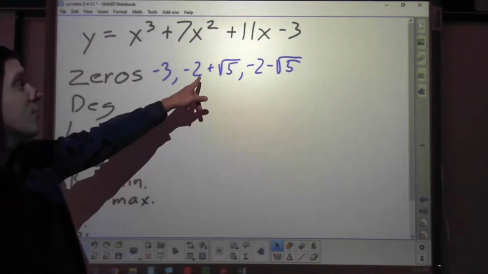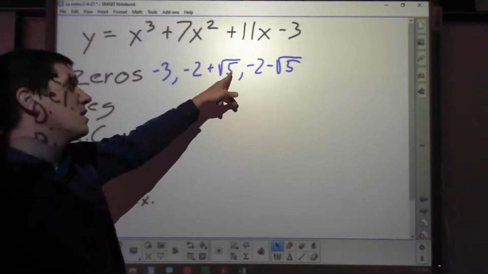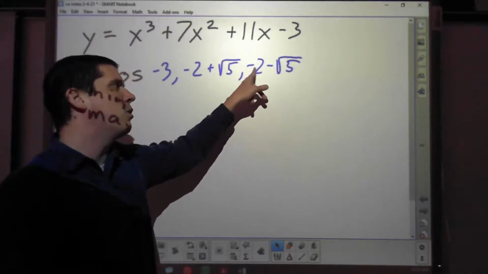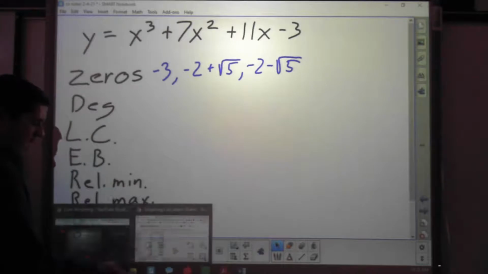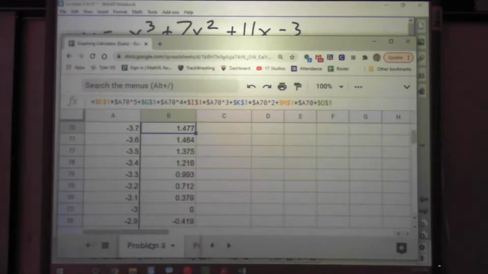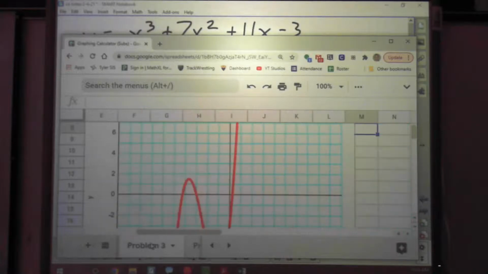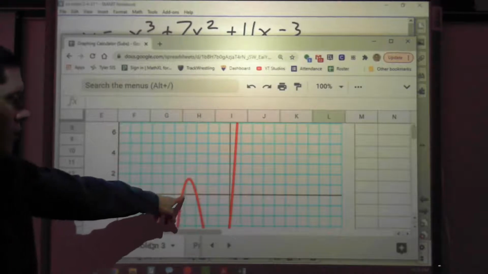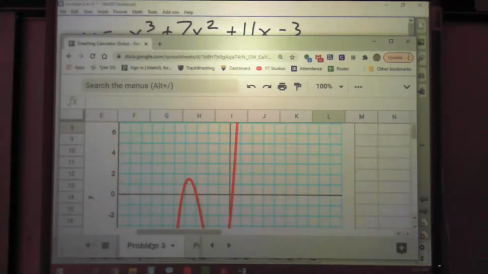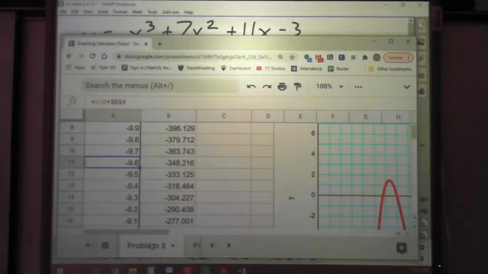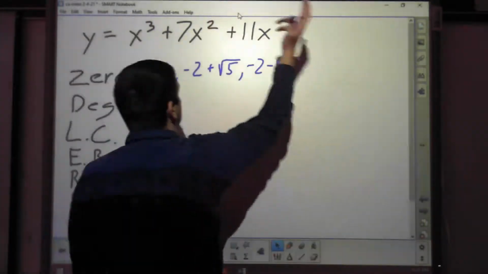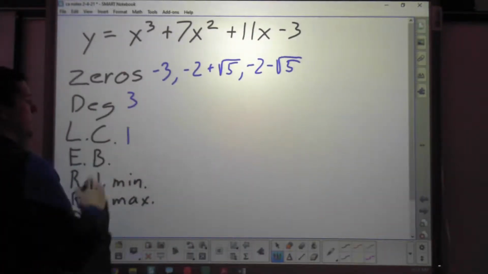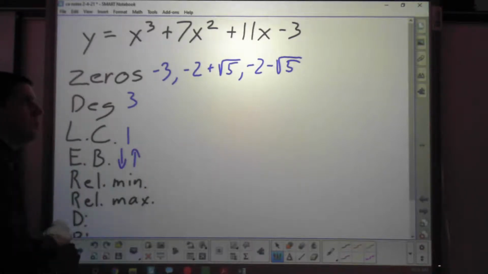And again, the square root of 5 is a little bit bigger than 2, so this is -2 plus a little bit bigger than 2, so about 0, a little bit bigger, and this is about -4. And if we look at our graph, we can see, yeah, a little bit bigger than 0, and a little bit smaller than -4. Smaller is definitely the more accurate term there. So, great. Everything matches up. Degree 3, leading coefficient 1, so end behavior is down and up.